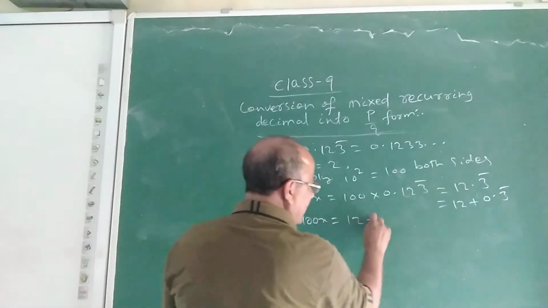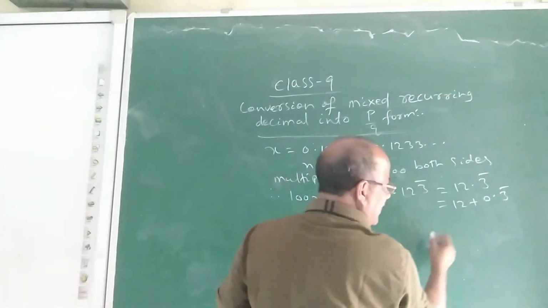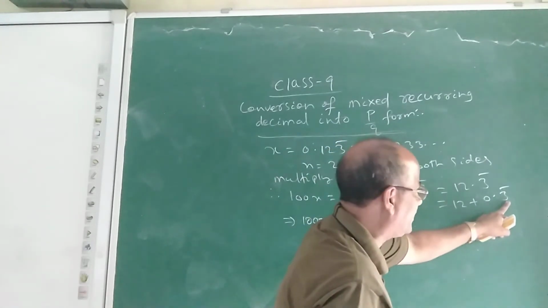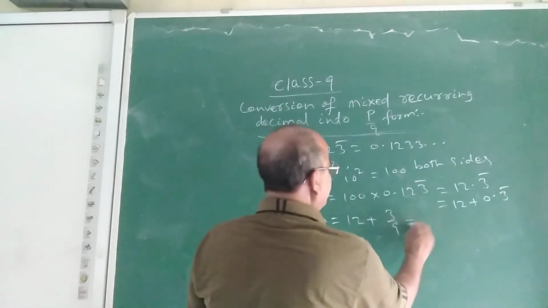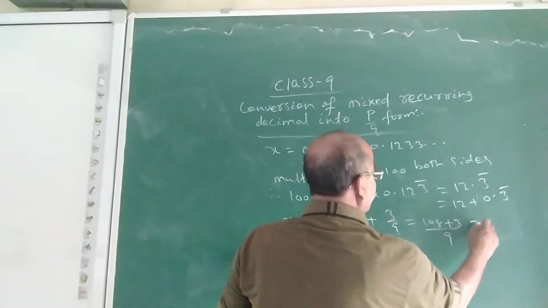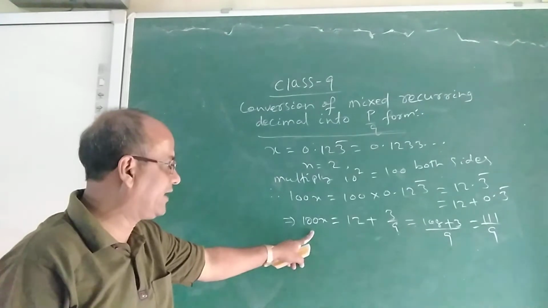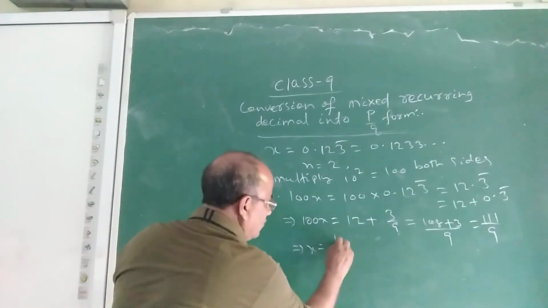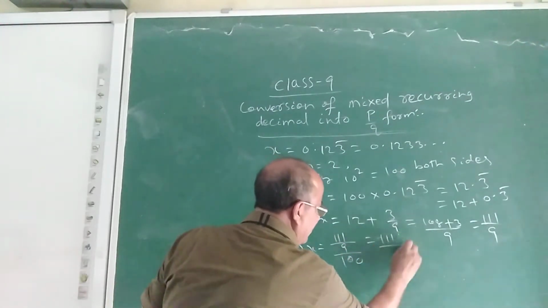Now see, this is 12 plus 0.3 bar, which is now a pure recurring decimal. And what will be the rational number? It will be 3 by 9. I already discussed this just now and in the previous class also. Now you add the two by taking LCM, it will be 108 plus 3 by 9. It will be 111 by 9. Now the value of 100x is 111 by 9. So what will be x? You find out. x will be equal to 111 by 9 by 100. So it will be 111 by 900.